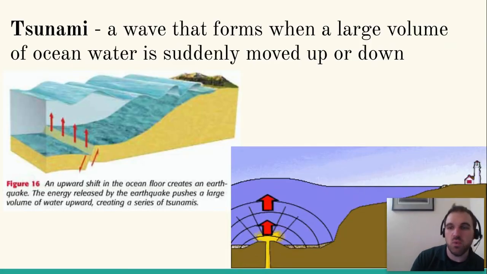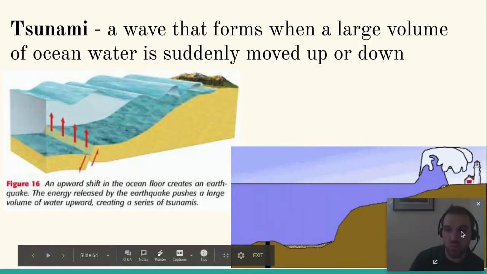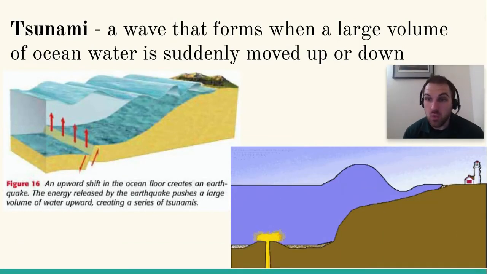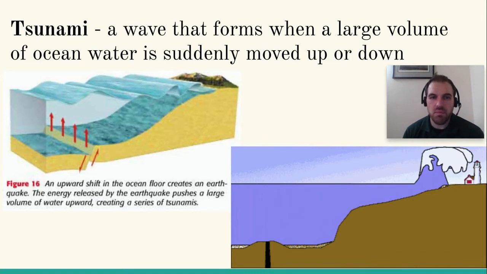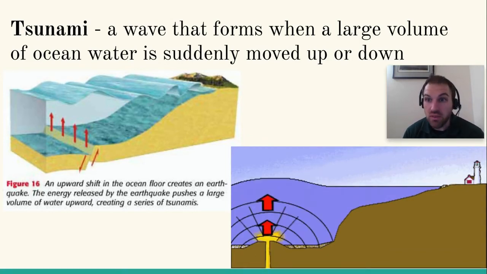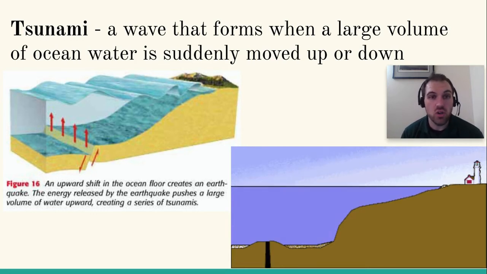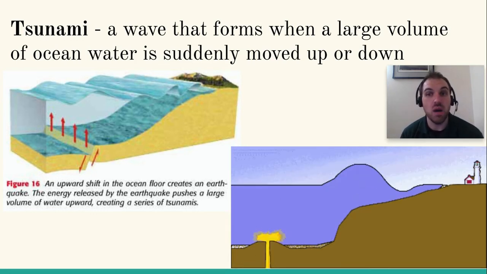But the next thing that we need to worry about from an earthquake standpoint, what else causes damage? It is a tsunami. A tsunami is a Japanese word. I believe it just stands for like giant wave in Japanese. So it's a wave that forms when a large volume of ocean water is suddenly moved up or down.